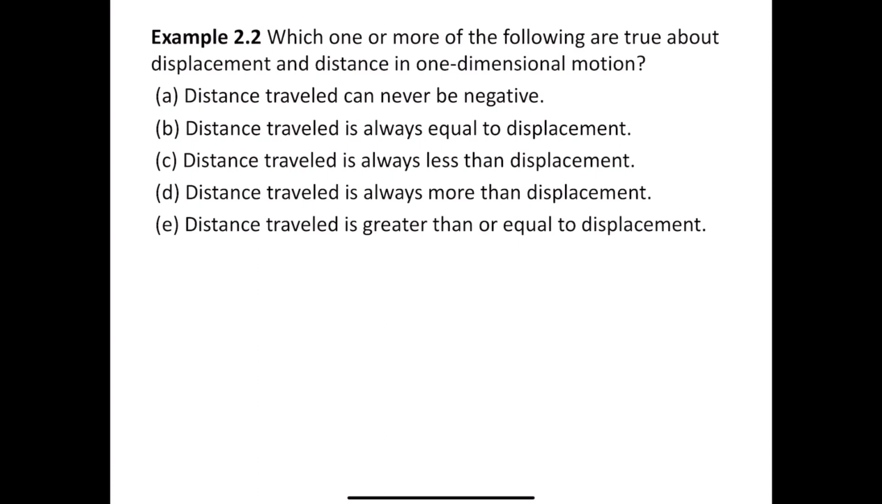Okay, let's look at number 1. Distance traveled can never be negative. Now, in this case, I want to tell the difference between distance and displacement. Distance means if you have an object here, if you go here 2 meters, and you come back to the original position, the distance is 4 meters. But how about the displacement? 0. All good.